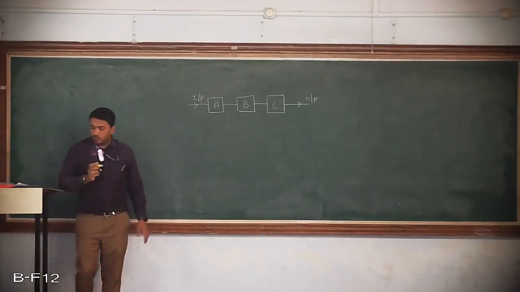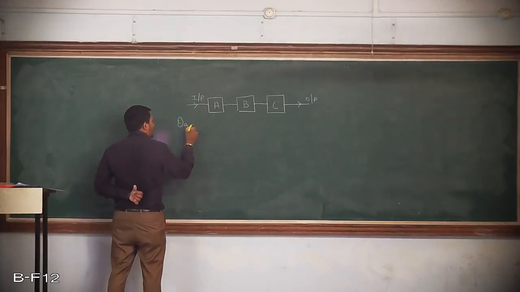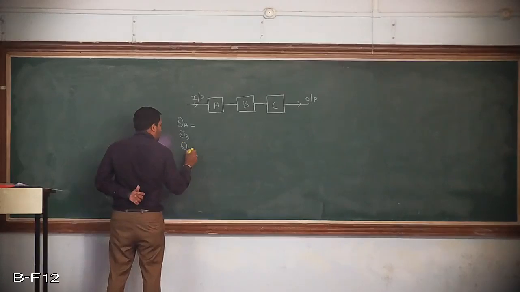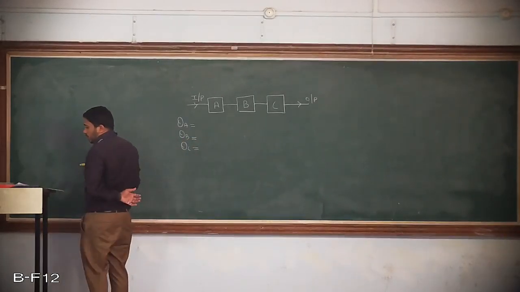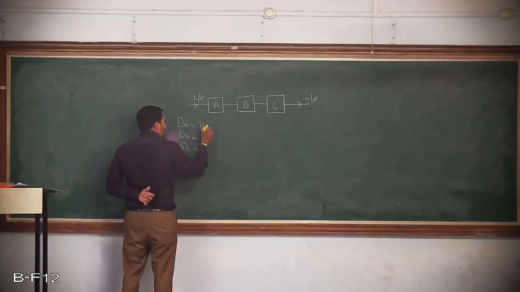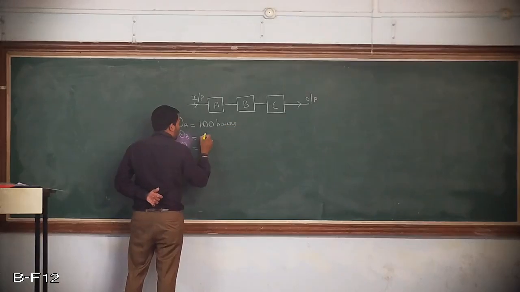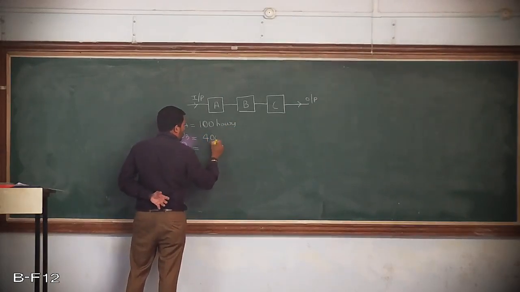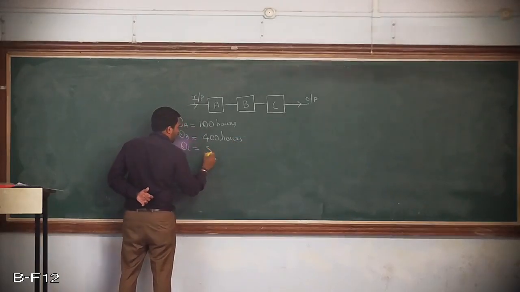They have a mean time between failure, that is given as theta A, theta B and theta C, which is nothing but the mean time between failure as 100 hours, 400 hours and 800 hours.